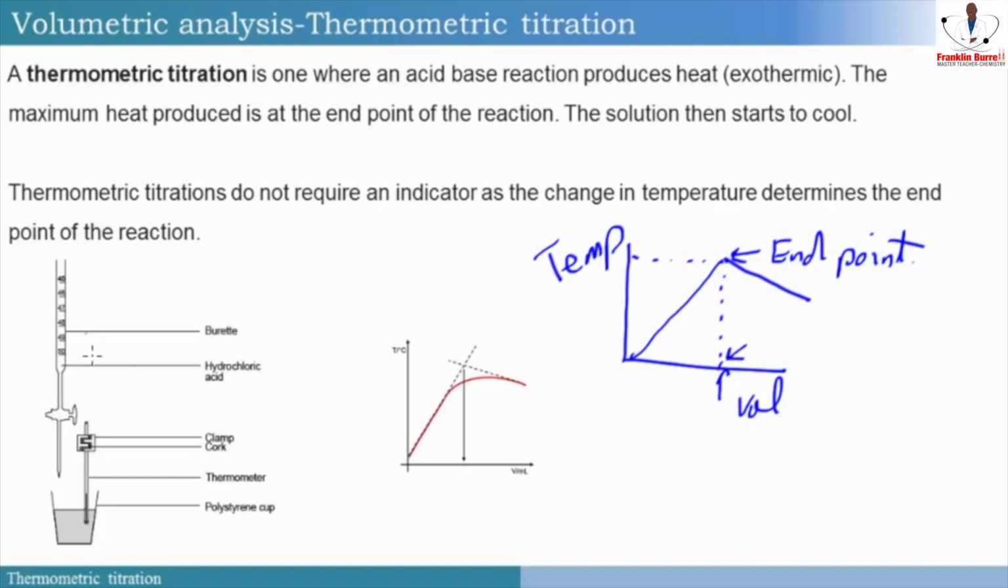So when I run, for example, here we have acid in the burette and base in the polystyrene cup. When I run my acid from the burette and take my temperature at different volumes added, it will increase until I reach my neutralization point where the acid completely neutralizes the base, and then the temperature will start to fall.